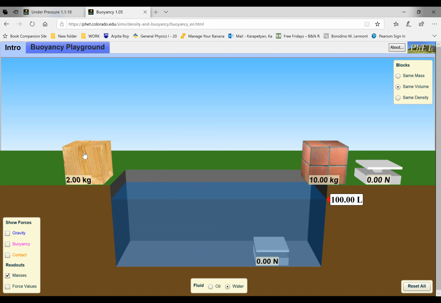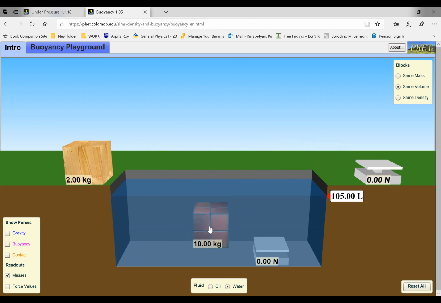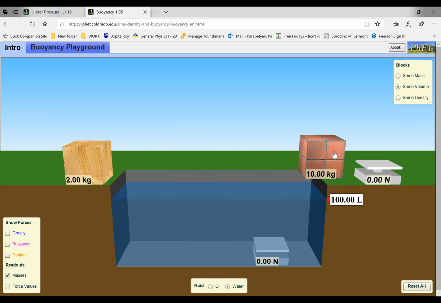Now let's try the concrete block. This is 10 kilograms, 5 times heavier. But if I take it and immerse it, again 105 liters, exactly the same thing. That means you get the same amount of displaced fluid. All right, so push it back. Now let's do the same mass.